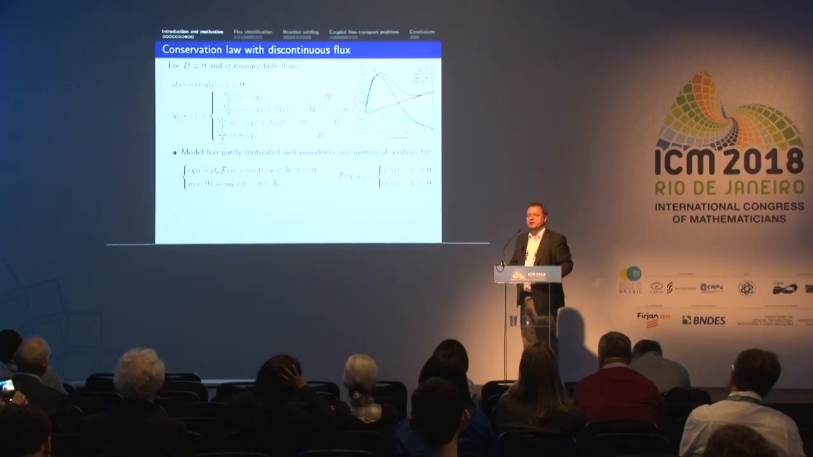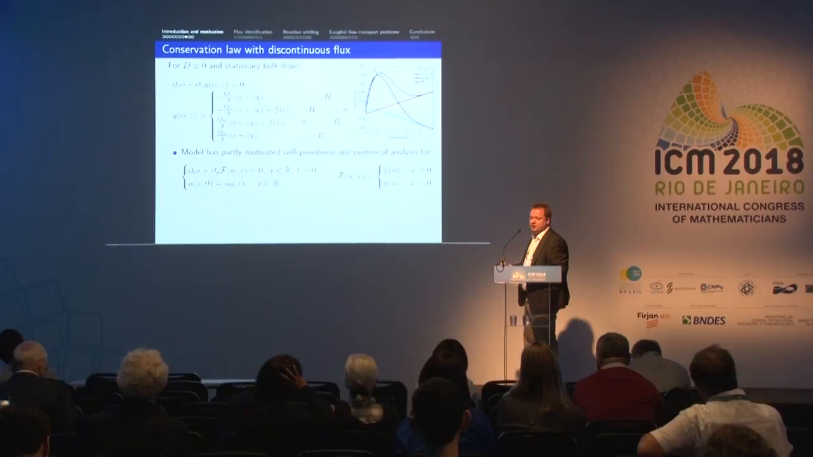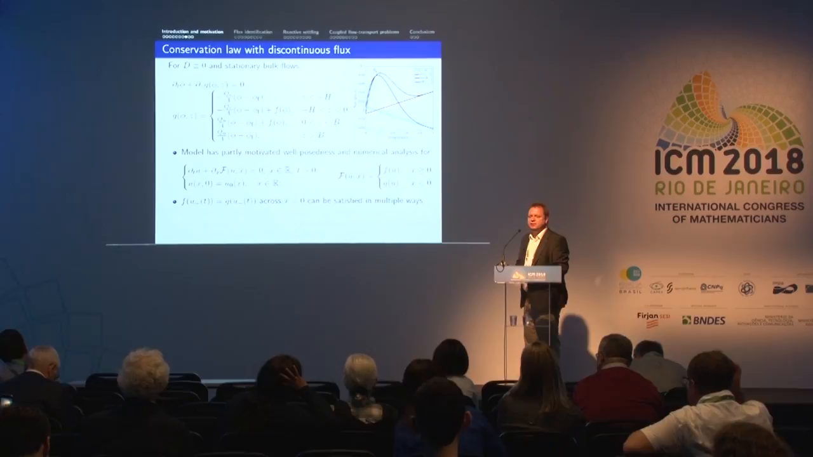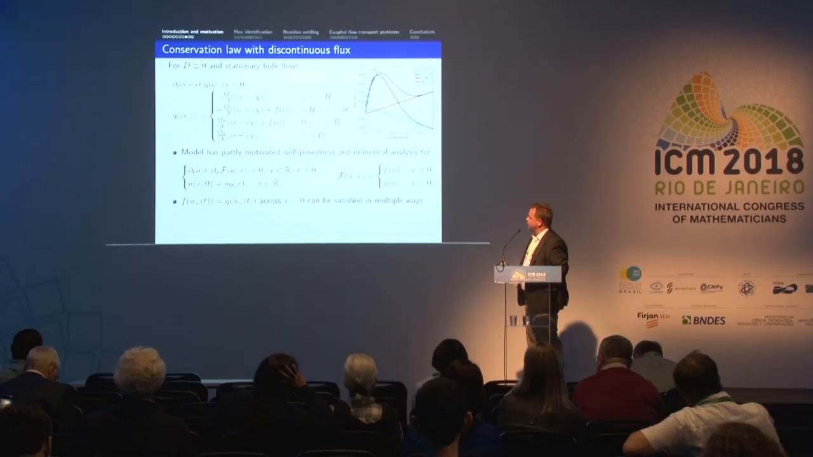Now, this model has in part motivated the well-posedness analysis and numerical analysis for conservation laws with discontinuous flux, which can be written in this way if we isolate the flux discontinuity at just one point, x equals zero, we have a flux to the right and a flux to the left, and the basic difficulty comes from the observation that the equality of fluxes to both sides of x equals zero can be satisfied in multiple ways.